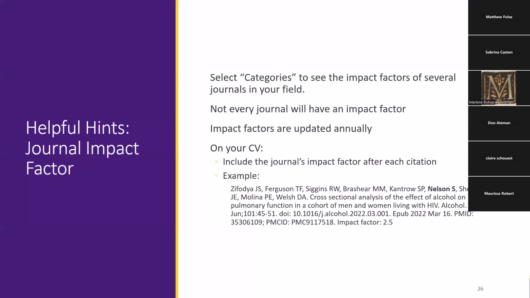For your journal impact factors, select the categories to see several impact factors. Not every journal will have one. Also, journal impact factors are updated annually. On the CV, according to the faculty handbook, you will put the impact factor at the end of the citation, and that's the impact factor for the journal.